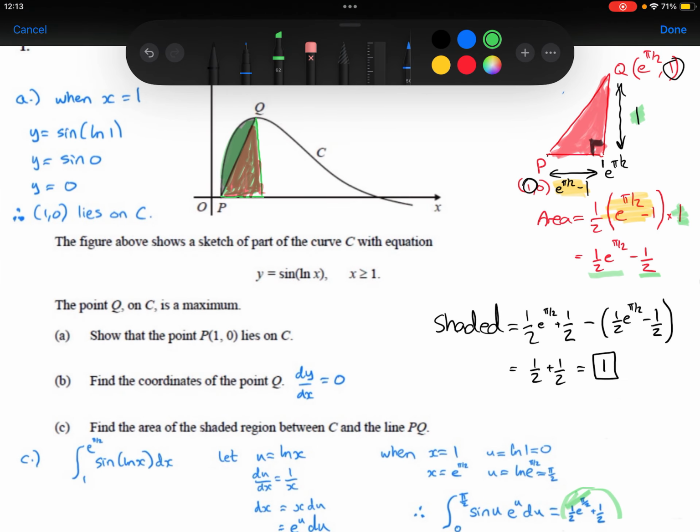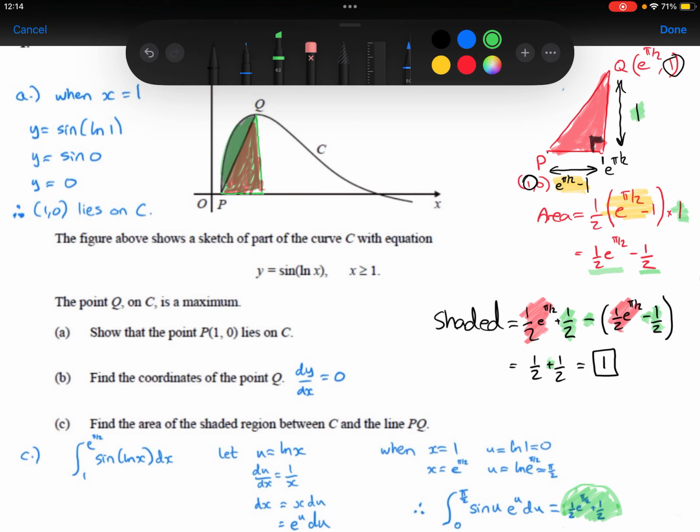So my area underneath the curve, remember, was this. The area underneath the triangle was this. And so if I take those away from one another, the half e to the pi over 2 minus the half e to the pi over 2, they've cancelled out. The half minus the minus 1/2, so a half plus 1/2 is 1. And that is the shaded area. After all of that work, all of those 9 marks, the answer is 1.